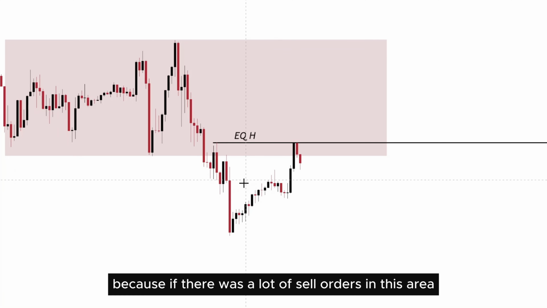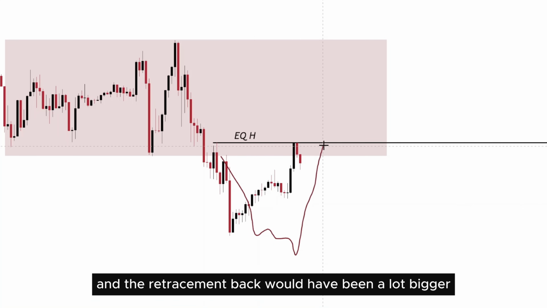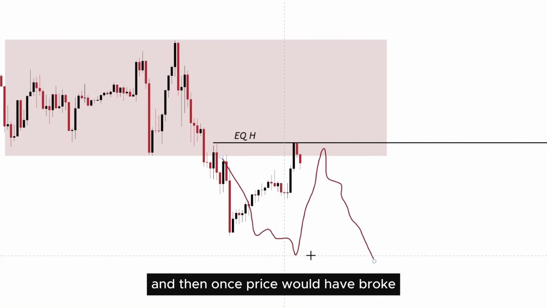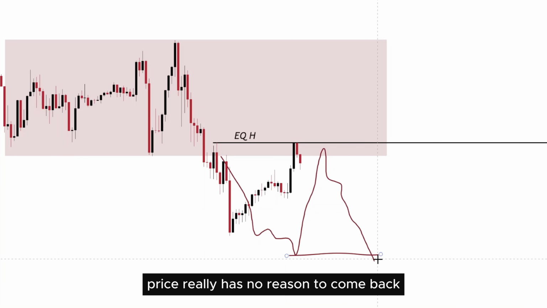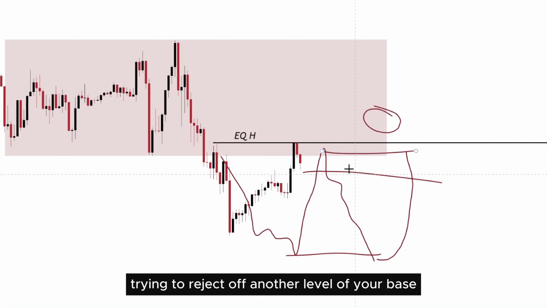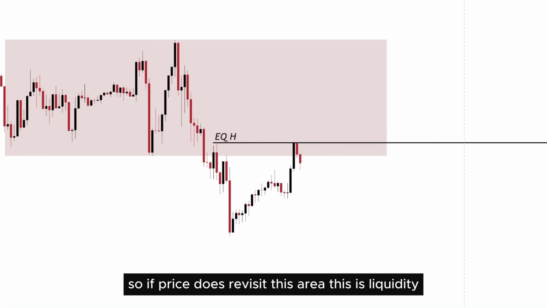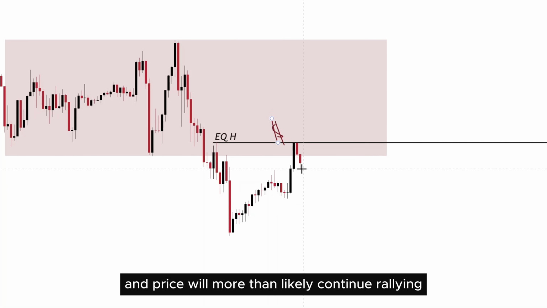Because if there was a lot of sell orders in this area, for one, your movement out would have been a lot bigger and the retracement back would have been a lot bigger. And then once price would have broke structure right here, price really has no reason to come back all the way up here unless it's changing direction or trying to reject off another level of your base. So if price does revisit this area, this is liquidity and price will more than likely continue rallying.